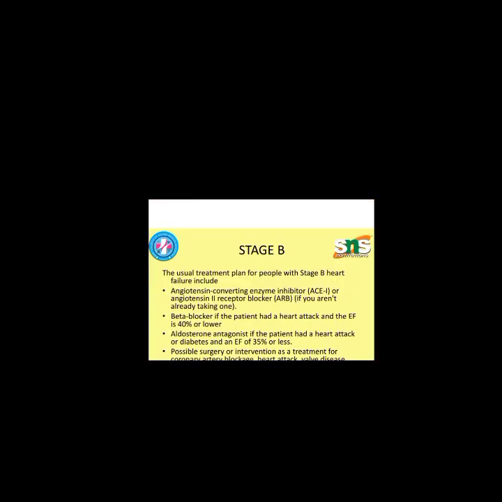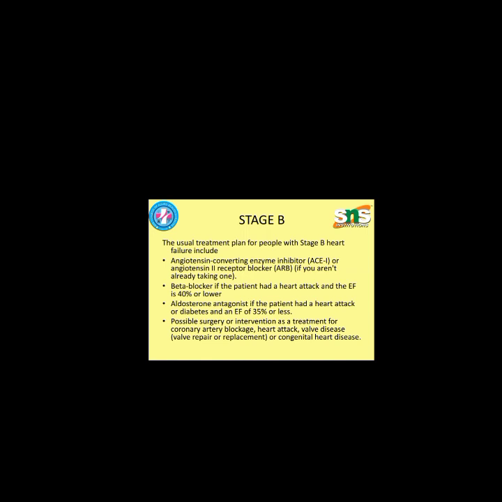And then move on to stage B. Stage B is considered pre-heart failure. Most people with stage B heart failure have an echocardiogram that shows an ejection fraction of 40% or less. In stage B, medical management is ACE inhibitors or angiotensin 2 receptor blockers, beta blockers, aldosterone antagonist, and possible surgery or intervention as the treatment for coronary artery blockage, heart attack, valve disease, valve repair or replacement, or congenital diseases.